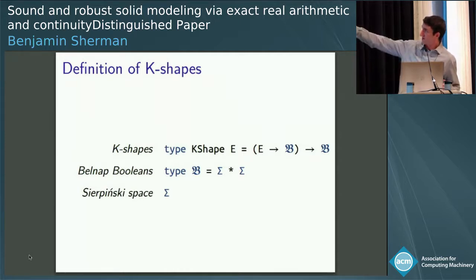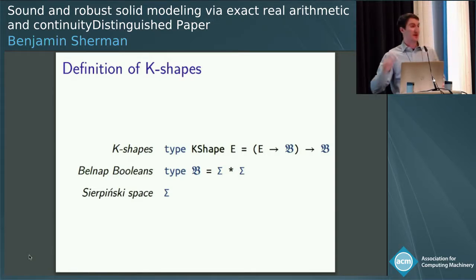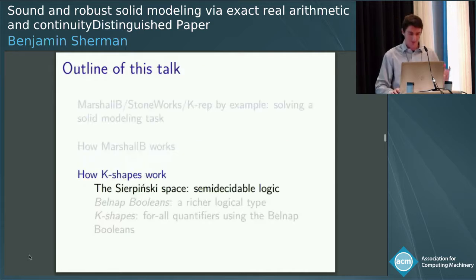So here we have this type synonym. You can think of it like in Haskell. All right, we see it's the continuation passing style monad, so we can already see it's a monad. So K-shapes are going to be for all quantifiers using this logical type, this script B, which we call the Belknap Booleans. And the Belknap Booleans are just pairs of values from the Sierpinski space, which I'll explain now.